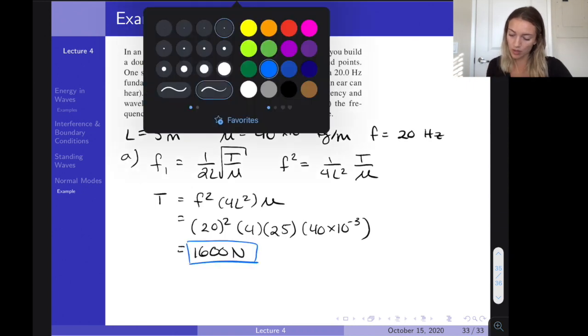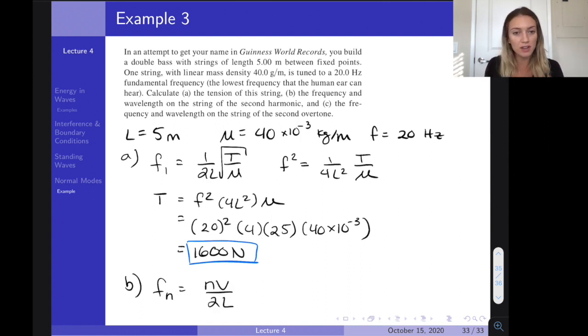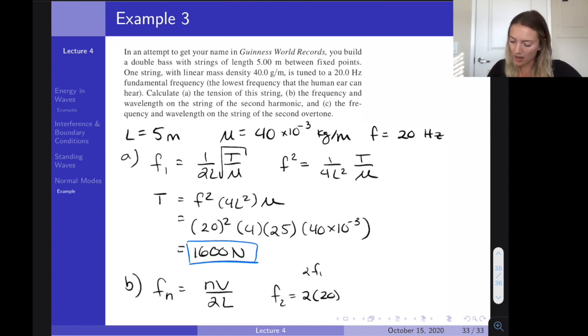And now we want to know the frequency and wavelength of the string on the second harmonic. So our harmonics are given by nv over 2L. You can see here that if you know the fundamental frequency, or the first harmonic, you can just multiply by n to find all the other ones, right? So since we know the fundamental frequency is 20 hertz, the second harmonic is just 2 times the fundamental frequency. So that's obviously going to give us 40 hertz.